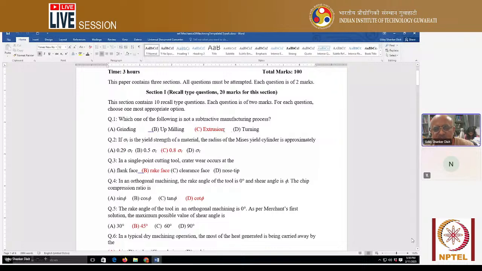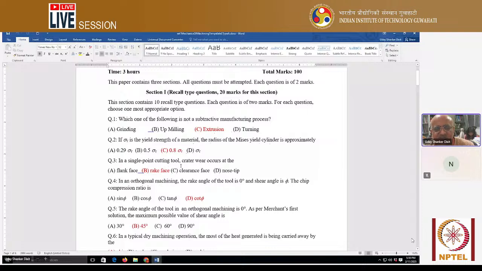So naturally, extrusion is a metal forming process. It is not subtractive, it is not machining. Other things are machining. If sigma y is the yield strength of the material, the radius of the Mises yield cylinder is approximately 0.8 sigma y. This is given in your chapter 2 write-up, so it is based on that.